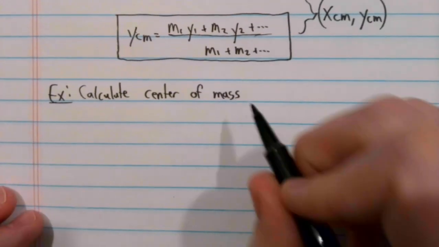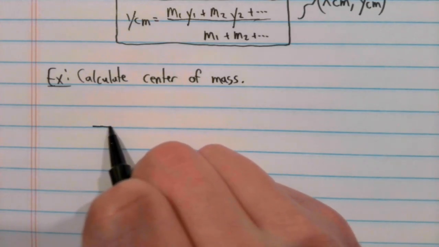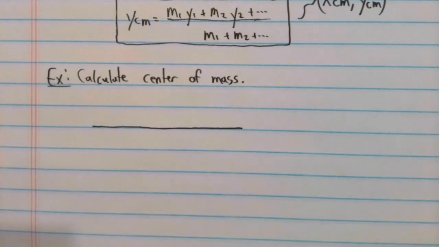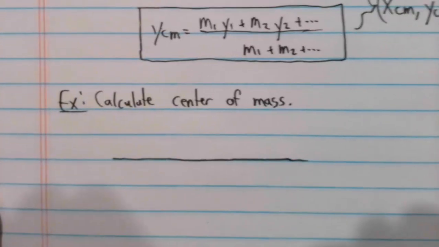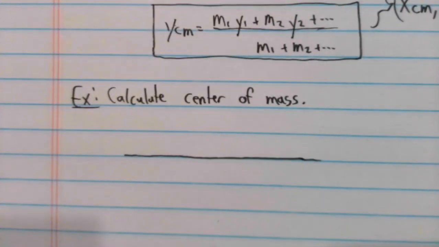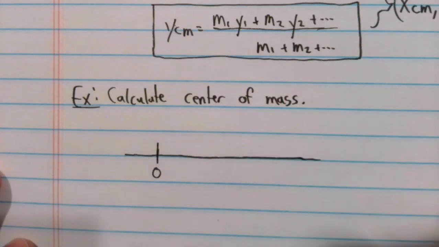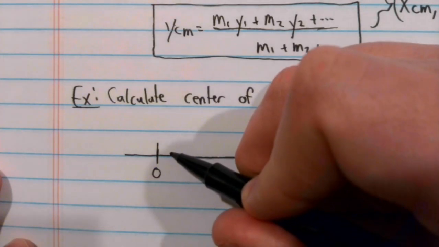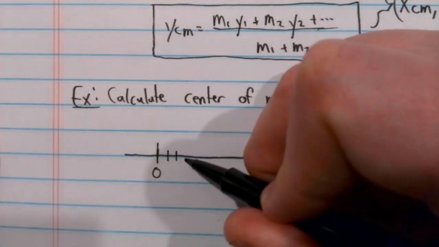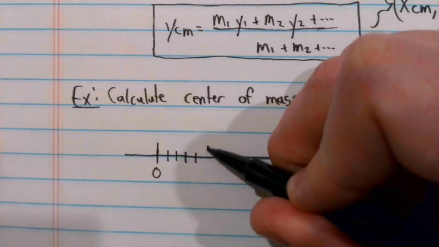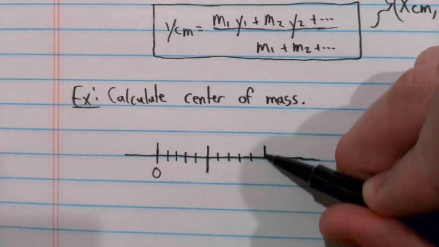And instead of writing a bunch of numbers, I'm going to put these on a line. So here's our line for the problem. Okay, first, we need a position 0. And I'm going to have 10 points on this line. 10 hash marks. 1, 2, 3, 4, 5, 6, 7, 8, 9, and 10.